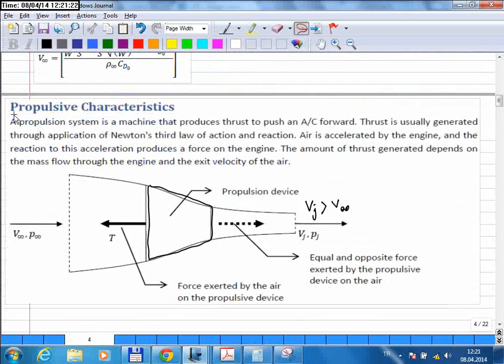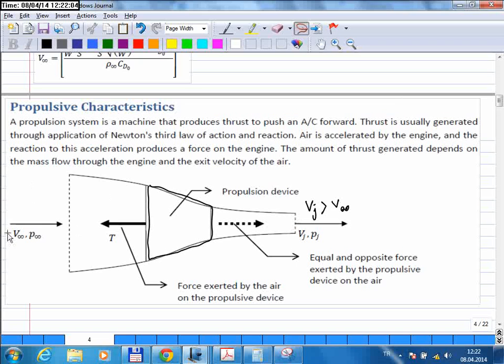A propulsion system, which is actually the engine, so the engines are called propulsion units. A propulsion system is a machine that produces thrust to push an aircraft forward. And thrust is usually, well, I shouldn't really use usually. Thrust is always generated through application of Newton's laws of motion. Air is accelerated by the engine, and the reaction to this acceleration produces a force on the engine.